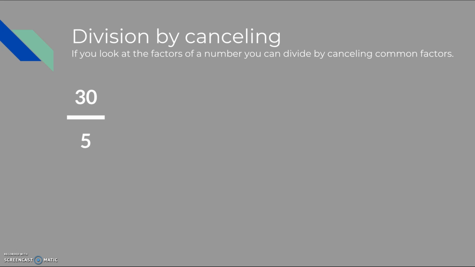So if I look at 30 divided by 5, I know the answer is 6, of course, but let's first look at the factors of 30. If I break 30 into its factors, 6 and 5, I notice that there's a 5 in the numerator and a 5 in the denominator that I can cancel. And I end up with the answer of 6, which of course I already knew. Let's look at one more.